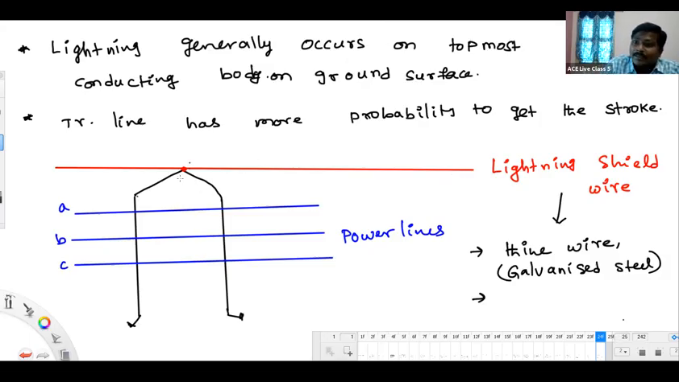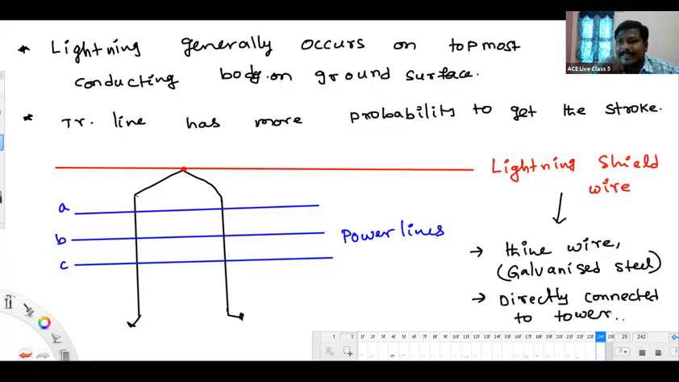No, it is directly connected to the tower. Okay, next question. As the lightning shield wire is directly connected to the tower, can I say it is directly connected to ground? Yes or no?